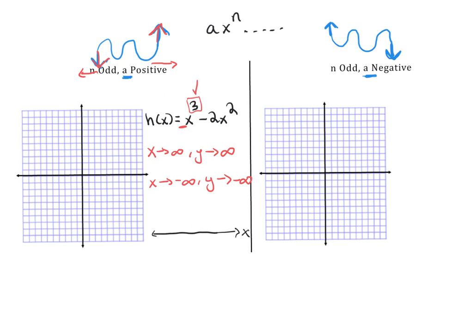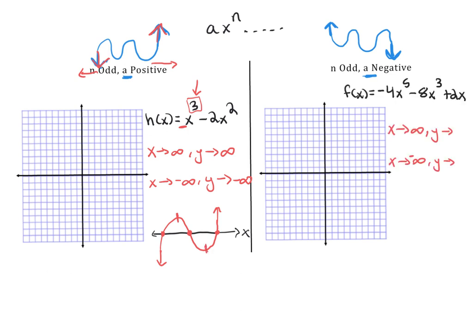And then because it's exponent 3, if I get my end behavior on here, that means that it could cross the x-axis a maximum of 3 times. 1, 2, 3. 1, 2, 3. It doesn't have to cross 3 times, but it can cross a maximum of 3 times. And then here are my turning points, 1, 2.